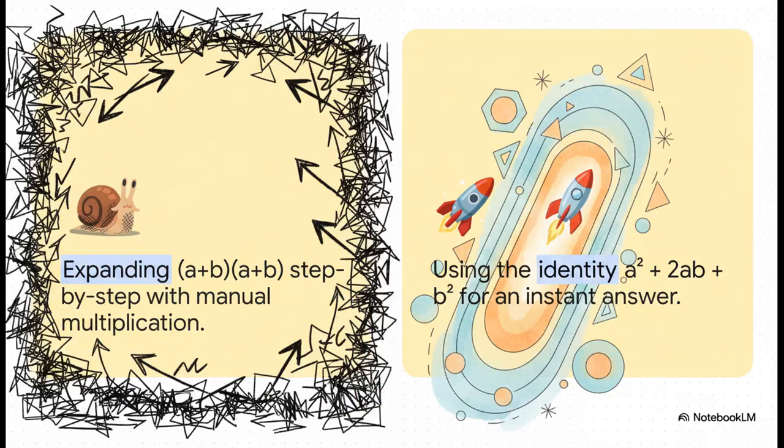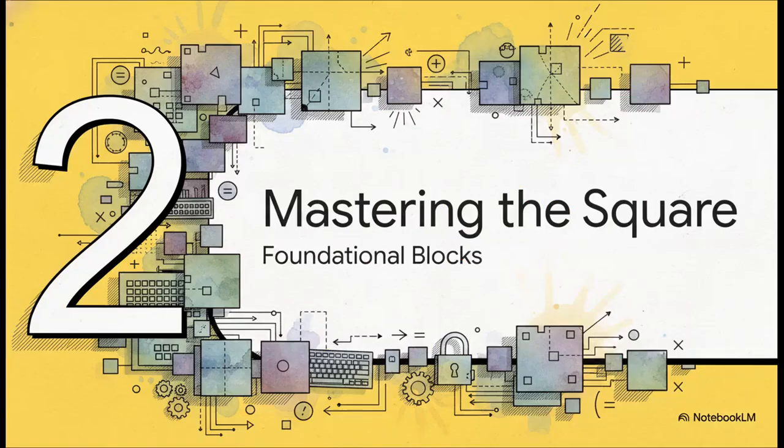Think about expanding (a + b) multiplied by (a + b). The long way forces you to multiply a by a, then a by b, then b by a, then b by b, and then you still have to combine the middle terms. I mean, why slog through all that tedious, step-by-step manual multiplication when you can just skip straight to the answer? By knowing the identity a² + 2ab + b², you instantly bypass the busy work. It's basically mathematical teleportation. Moving right along to part 2, mastering the square.